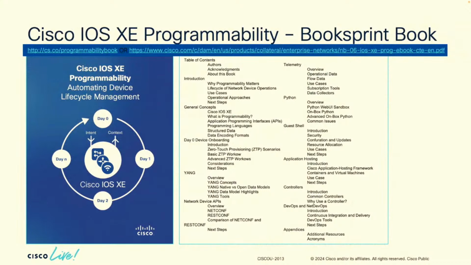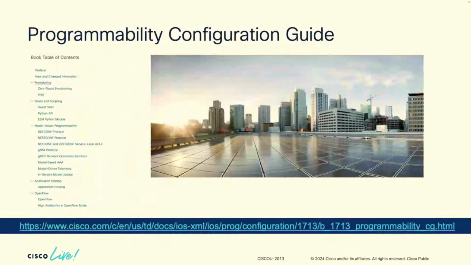We also have a programmability book sprints book if you're interested in reading more details here. And we have the infamous configuration guide. So this is a very detailed description of each feature, how you can turn them on, how you can turn them off, and how you can work with all of the Cisco iOS XE features programmatically.